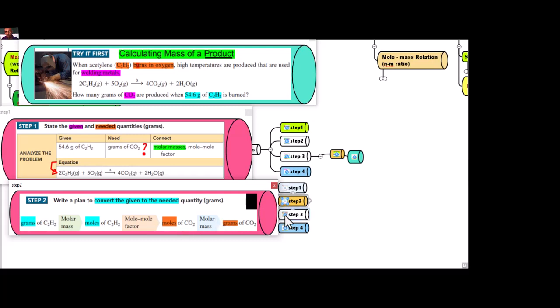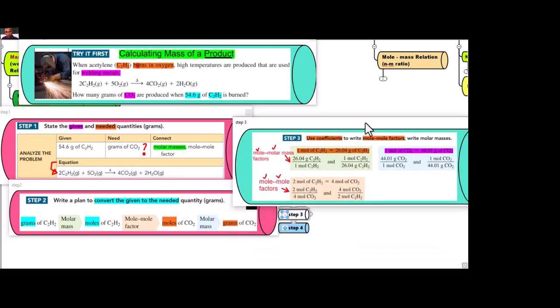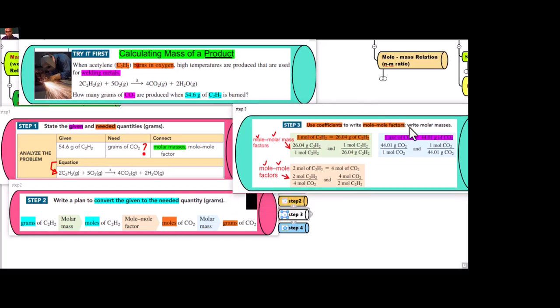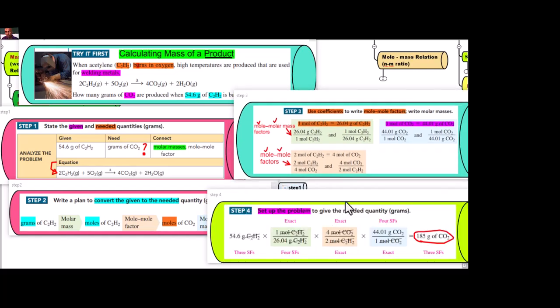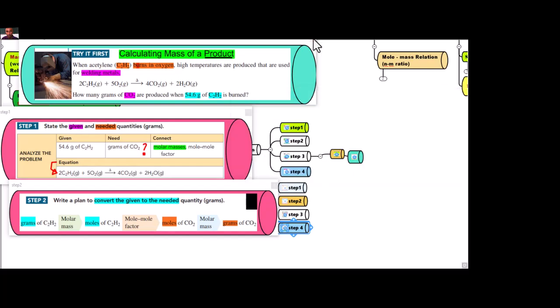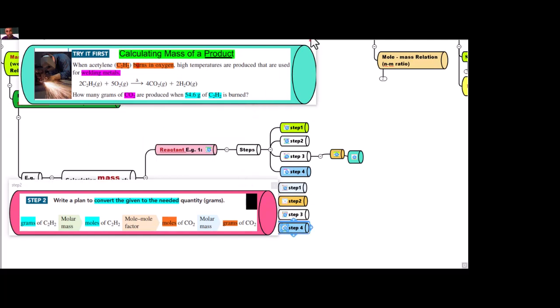And step 3 is use the coefficient to write the mole factor. The mole of acetylene is 2 from the balanced chemical reaction, and the mole of carbon dioxide is 4. So you can use this ratio or factor, and finally we will have this answer: 185 gram of carbon dioxide will be produced. This is how to calculate the gram of the product from the given gram of the reactants.